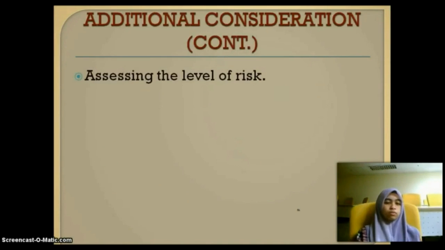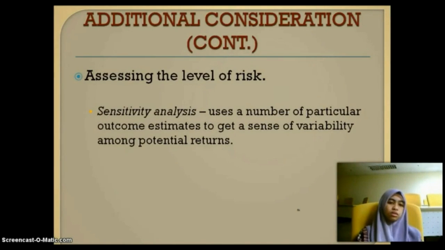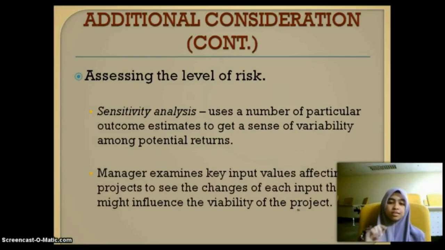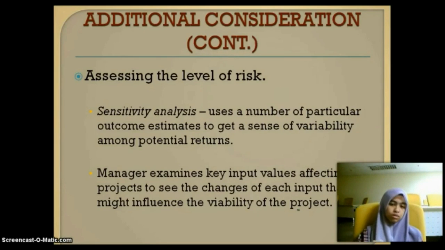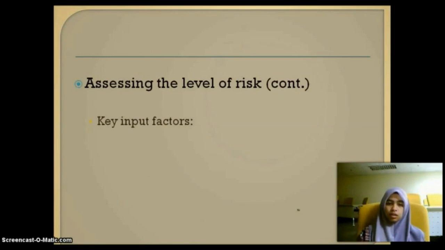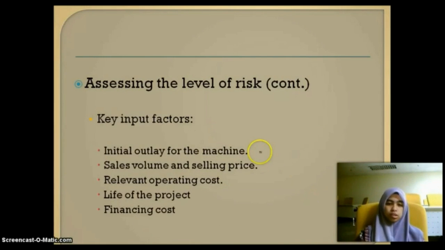In assessing the level of risk, it actually uses sensitivity analysis, which uses a number of particular outcome estimates to get a sense of variability among potential returns. The manager will examine key input values affecting the project to see how changes in the input might influence the viability of the project. The key input factors are the initial outlay of the machine, sales volume and selling price, relevant operating costs, life of the project, and financing costs.